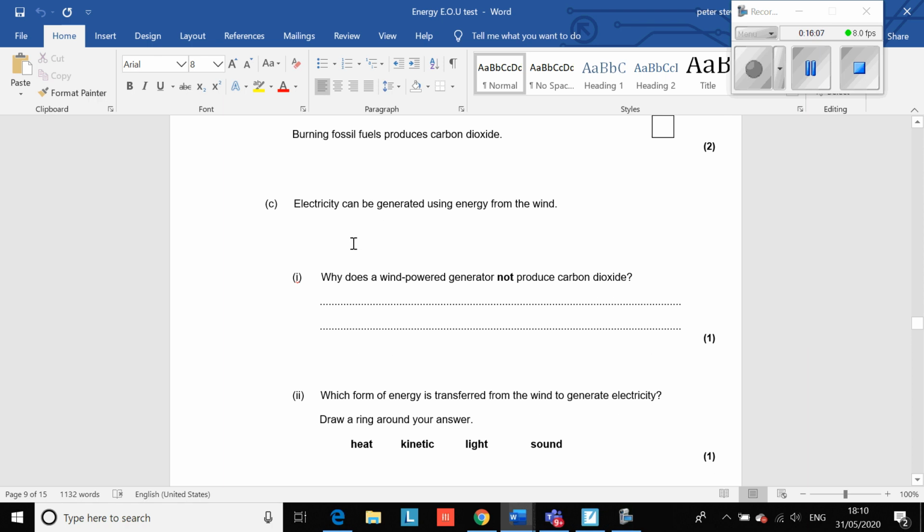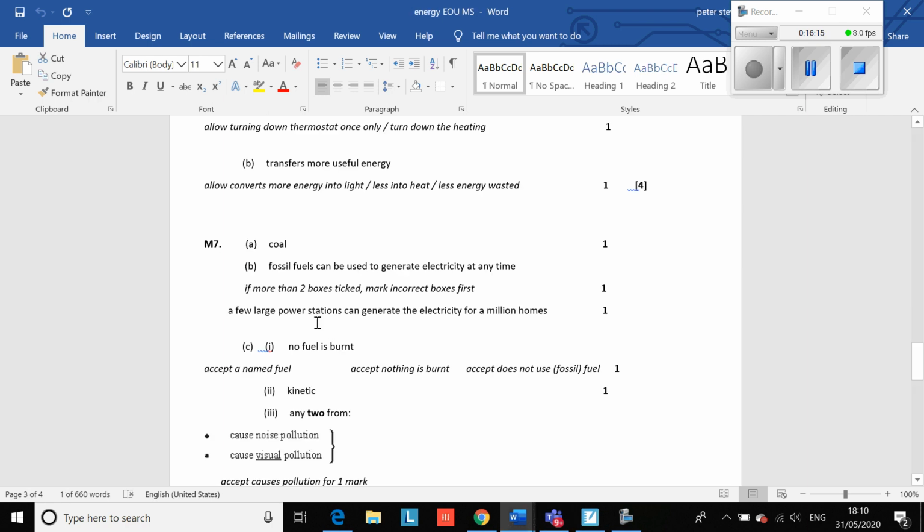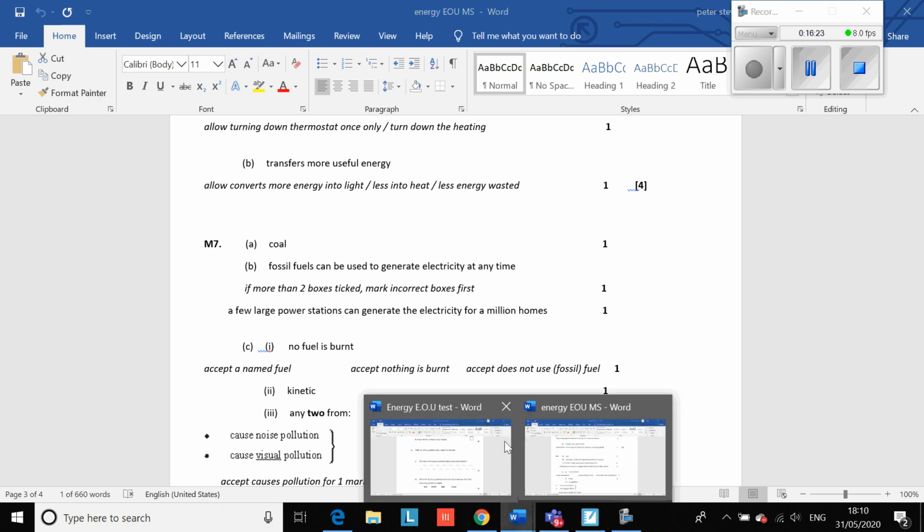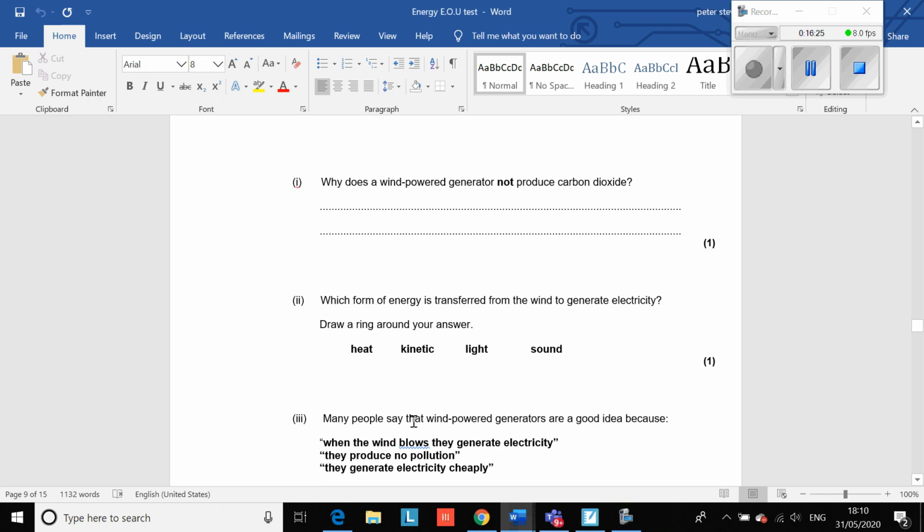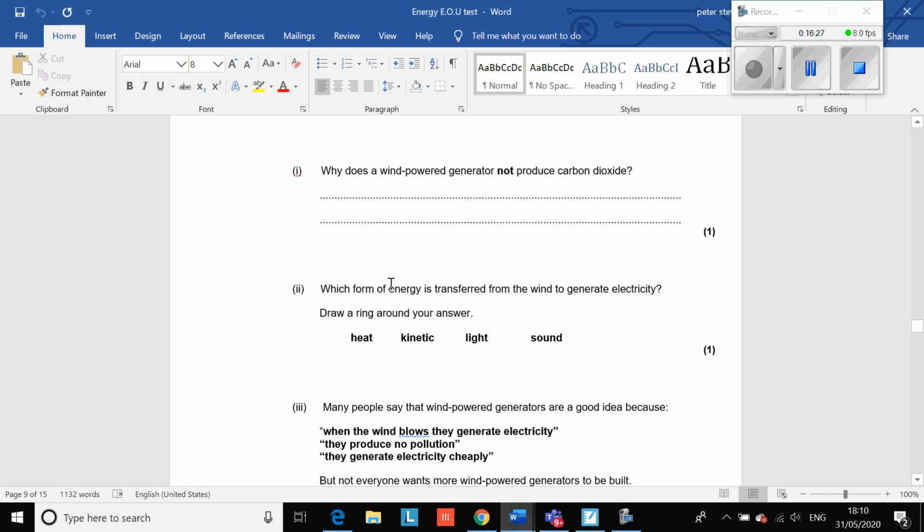Right, electricity can be generated using energy from the wind. Why does a wind generator not produce carbon dioxide? Essentially, how you word it, no fuel is burned. So you can put anything along those lines. No fuel is burned, so it doesn't produce any carbon dioxide. Which form of energy is transferred from wind to generate electricity? It is kinetic energy.